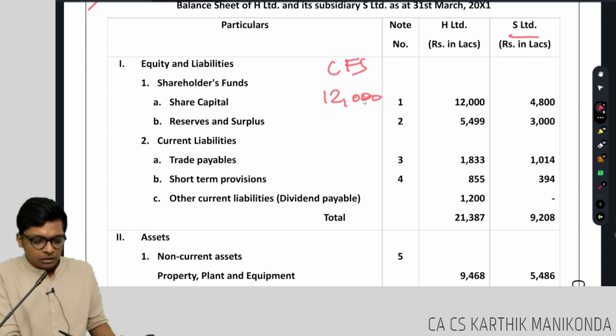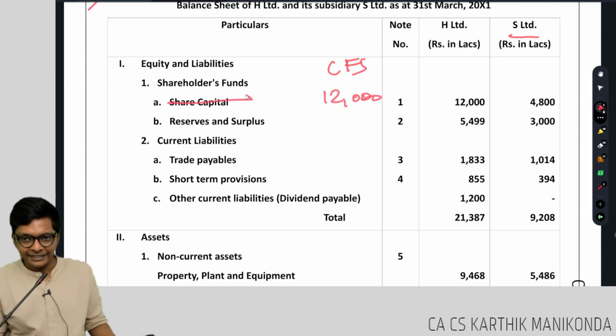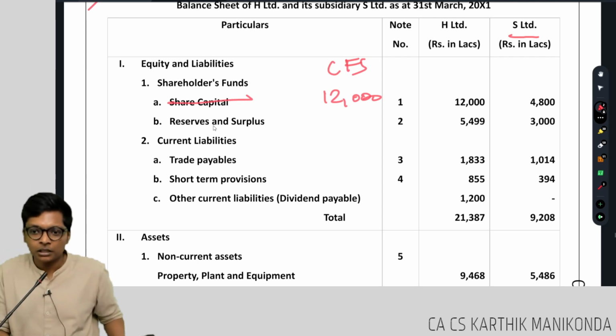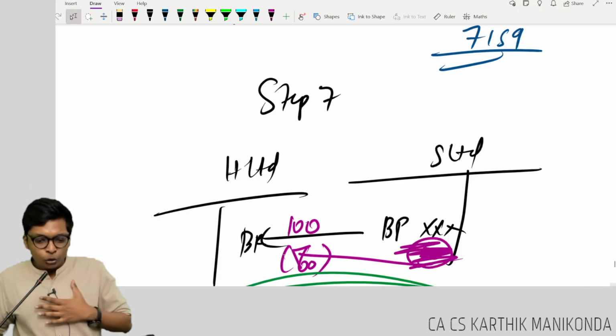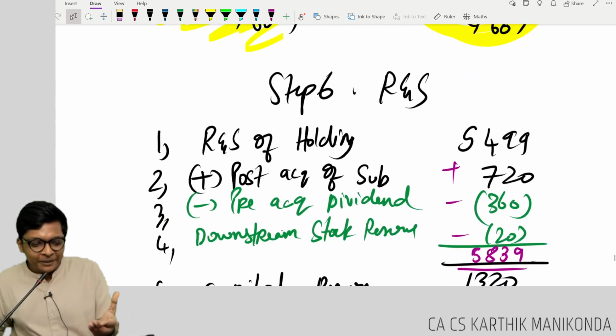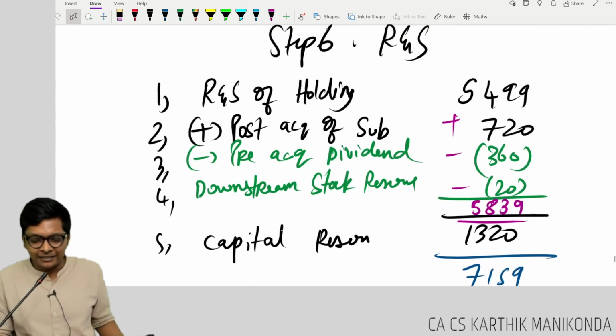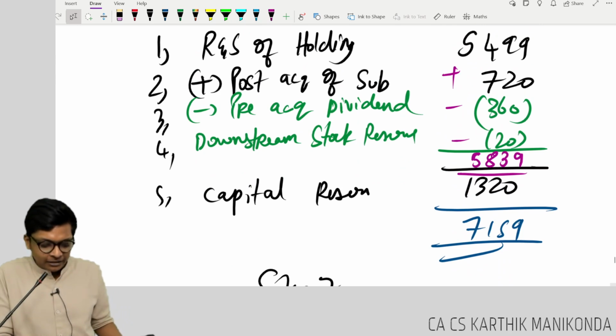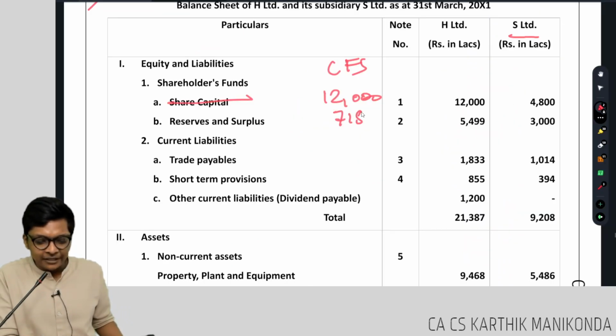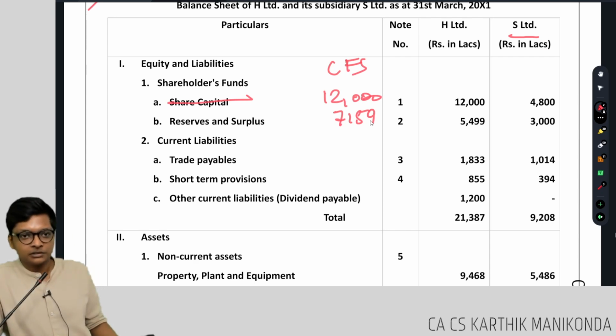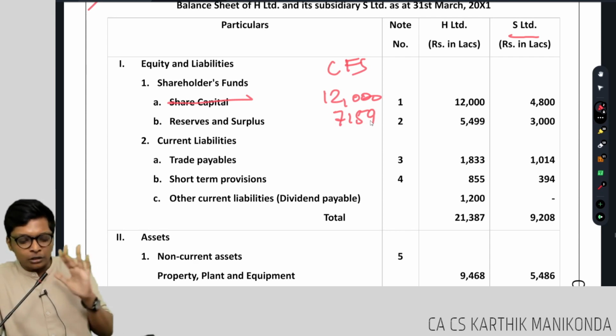Clear of strike off. Next, reserves and surplus. How much? You don't have to search anywhere. Step number 6 is beautifully giving you the answer. 7159. Happily come here and write 7159. Look at the speed. 1 minute is a lot of time.